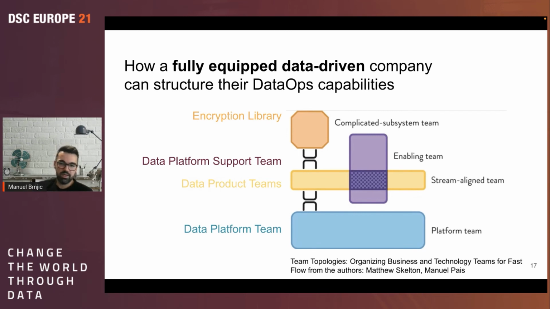So, as said, you have an enabling team, which is usually this data platform support team that provides the whole platform. They provide the data catalog to all the other teams. They give the blueprints for the data scientists in terms of some Python code snippets.